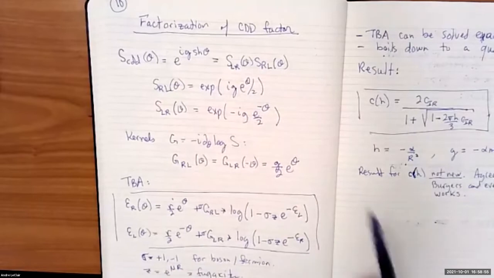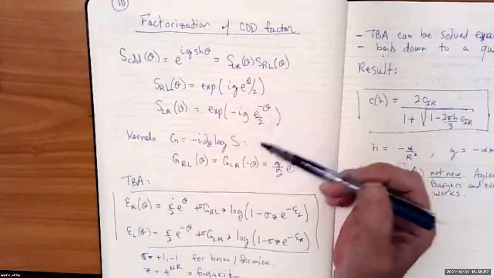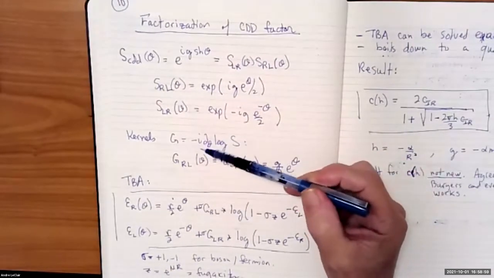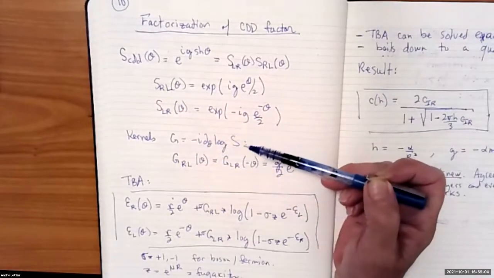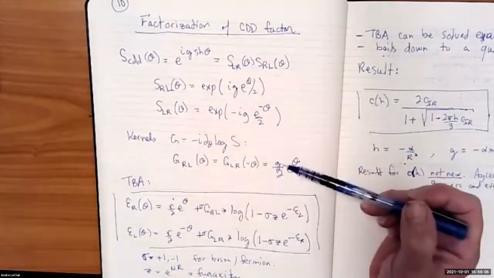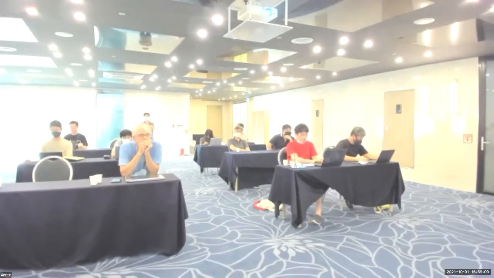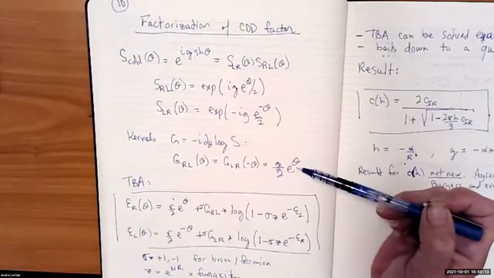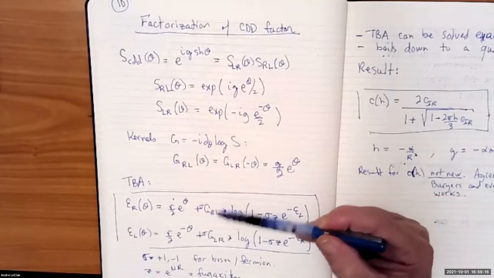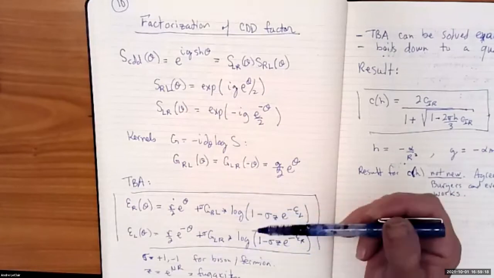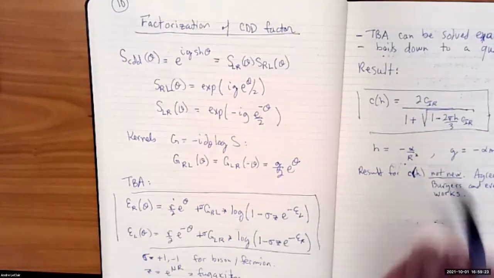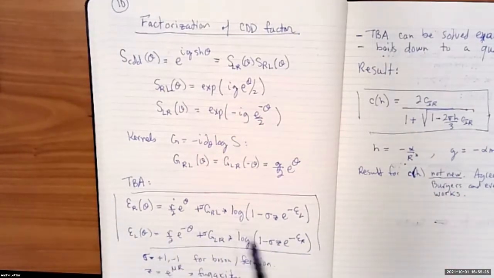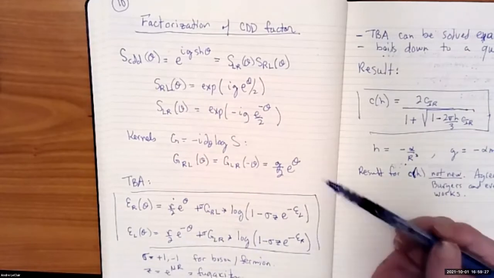with these particular kernels, remember the kernel is generally minus i times the derivative of the log of the S matrix. So the kernels are just G over 2 e to the theta, or minus theta. And if these are the kernels that appear in the TBA equations, these integrals converge. You just write these down once you know what the kernels are.